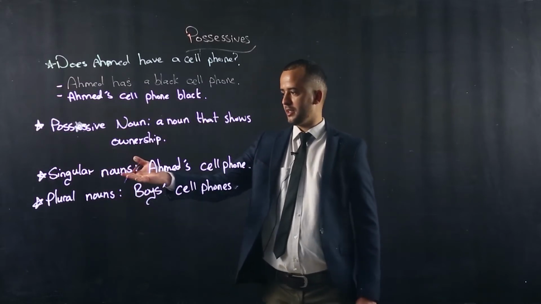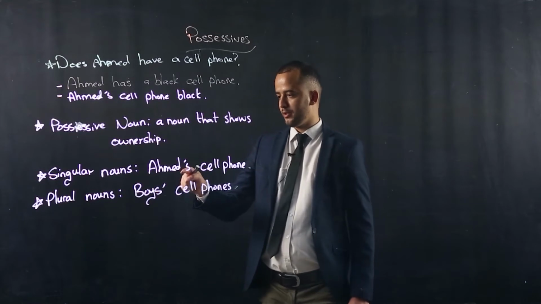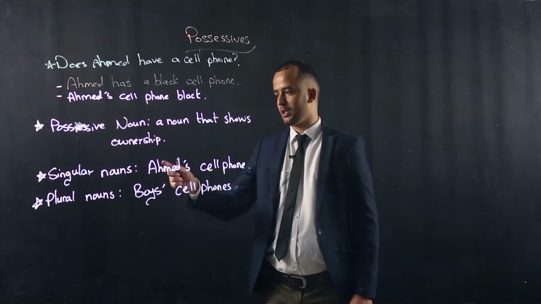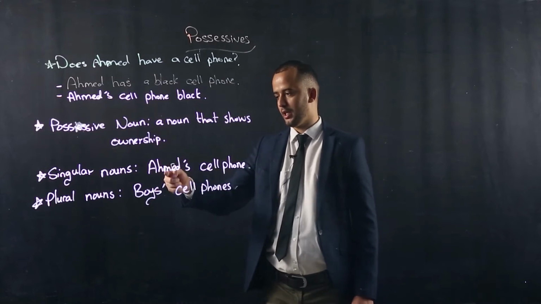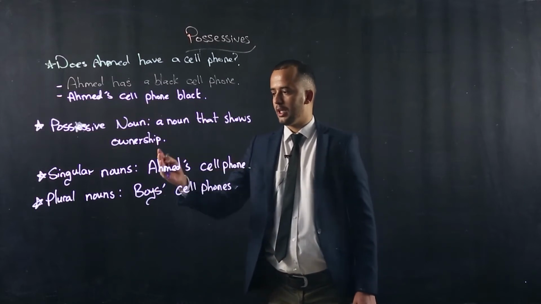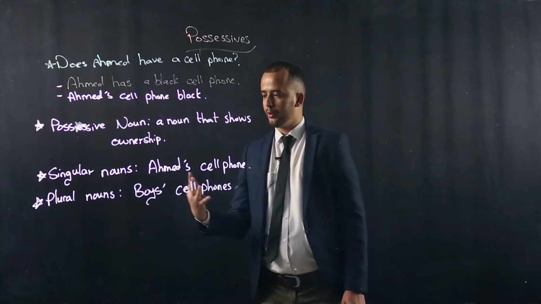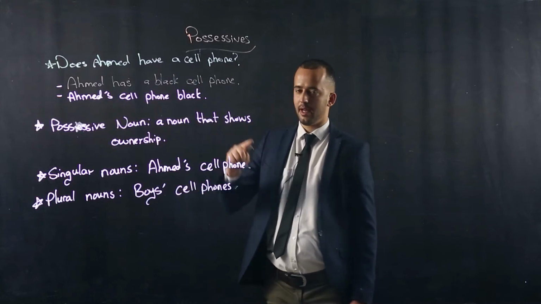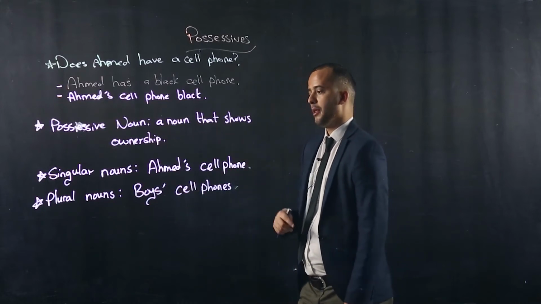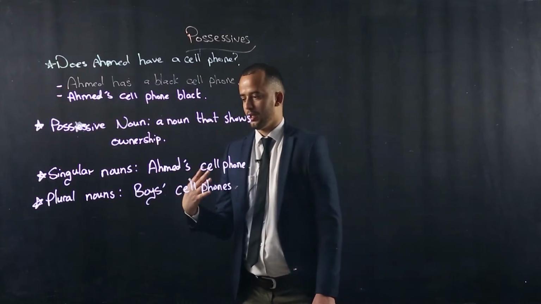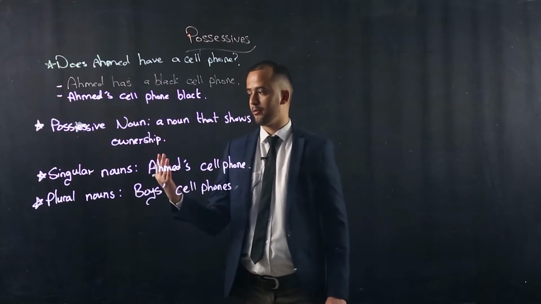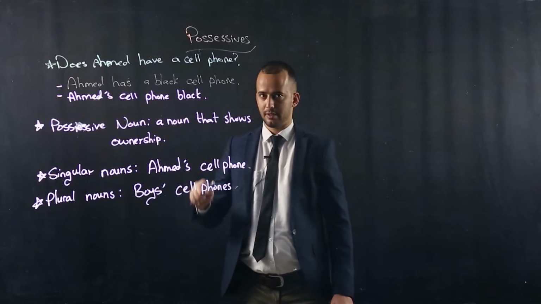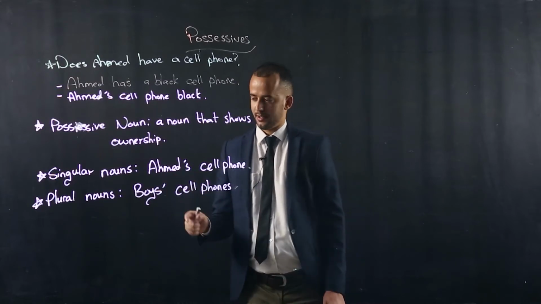In the singular possessive noun, we added apostrophe and s to the first noun because it's the owner here. Okay? Ahmed owns the cell phone. So when the owner is one, singular, then we will just add an apostrophe and then s at the end of this noun. But if you are talking using plural nouns, then we're going to add just an apostrophe after the s. Okay? After the s of the plural noun.